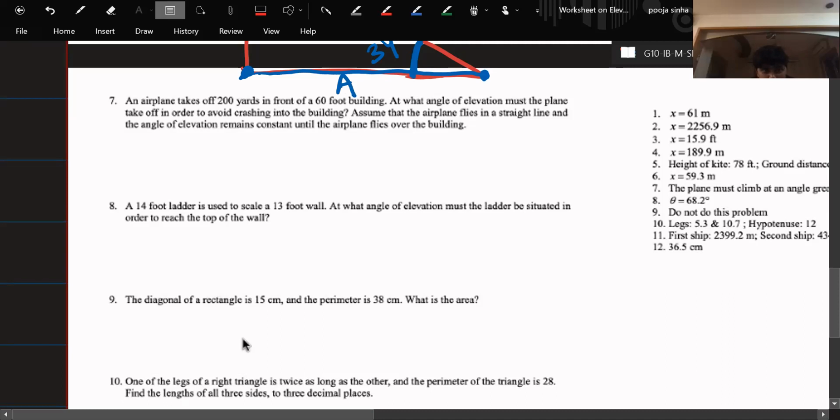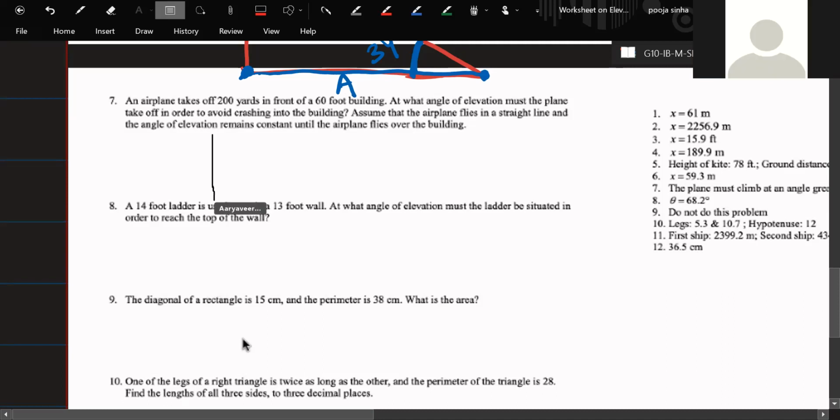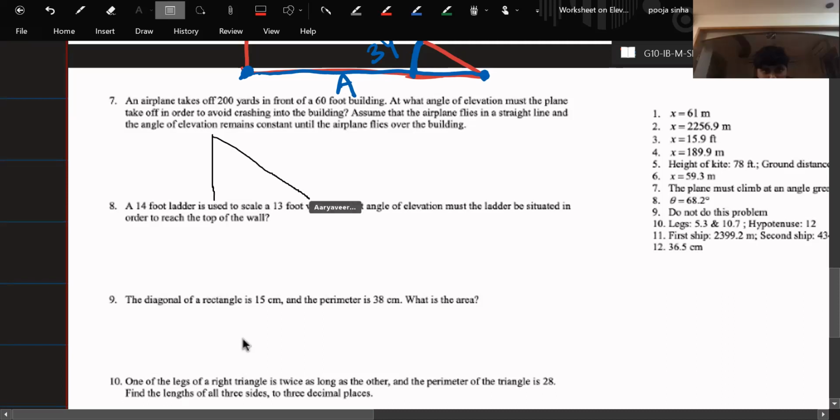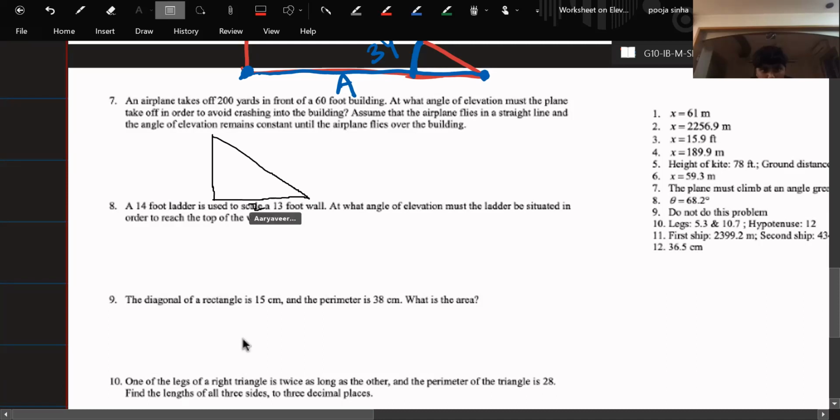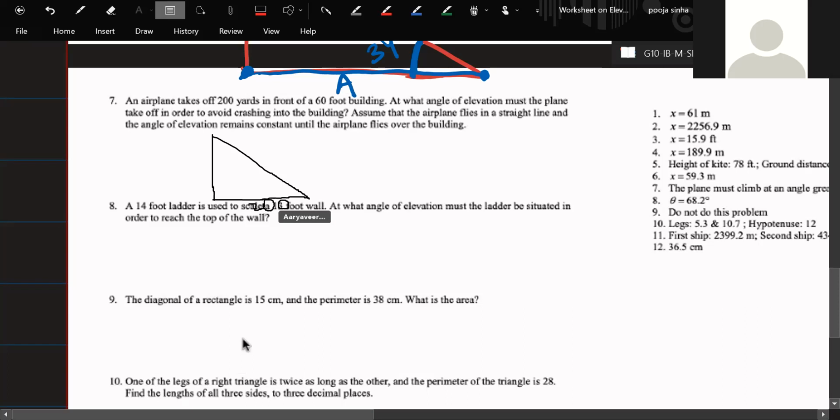So here we have to find the angle of elevation. Read the question first, Ash. Arya? Yeah, miss, I'm just drawing the right angle. You already made it first? Yeah. Just read it. So, miss, the base will be 200 and the height will be 60. So, what we find as the hypotenuse, we will just put more than that amount.